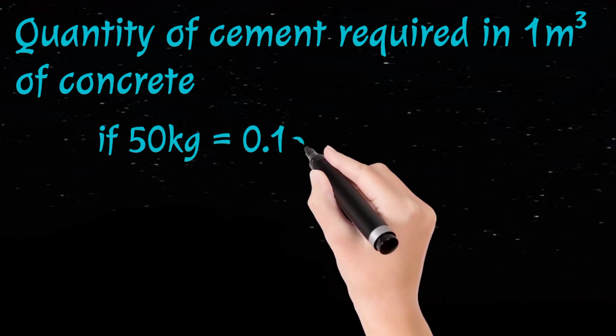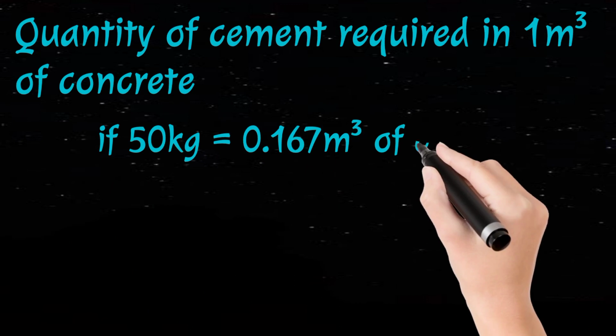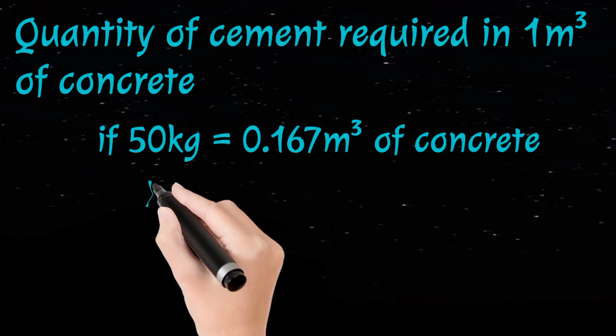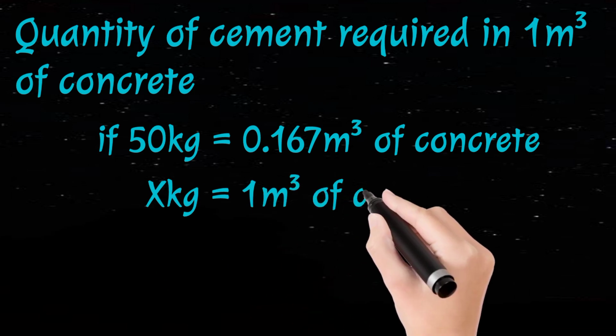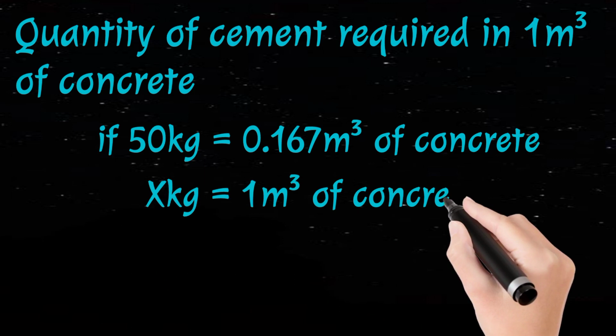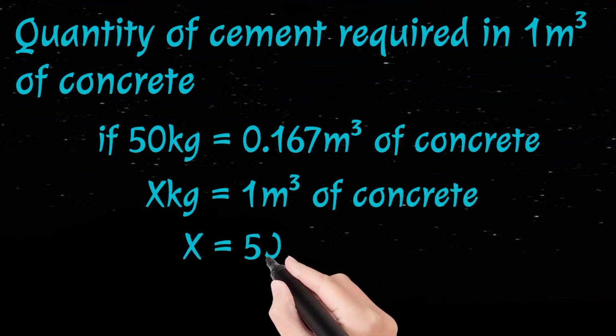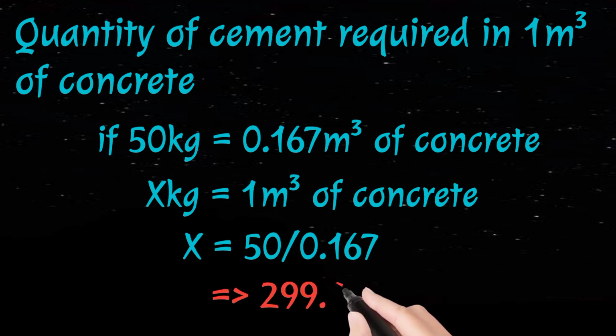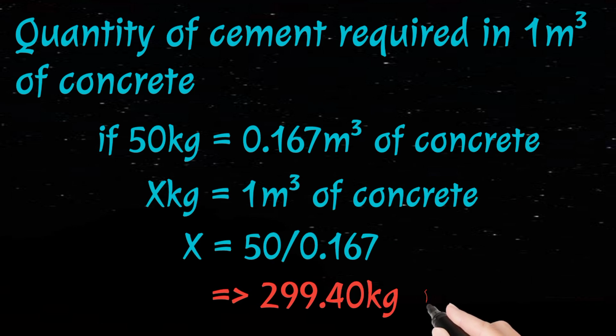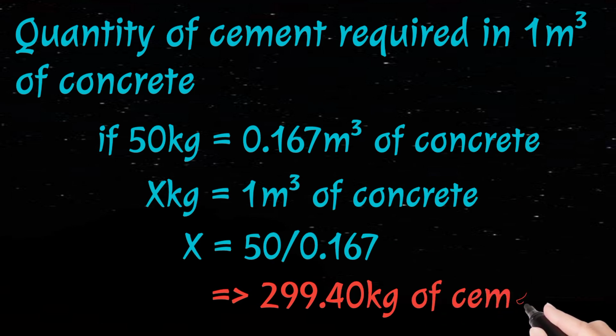You know, the last calculation was to find the volume of concrete that these quantities will give to us. But now we want to know what quantity of materials, whether for cement, for sand, for granite, or for water, will be present to give us 1 cubic meter of concrete. So we are starting with cement. The quantity of cement required in 1 cubic meter of concrete: if 50 kilogram of cement gives us 0.167, how many kilogram of cement will give us 1 cubic meter of concrete? If you cross multiply, you have it as 50 divided by 0.167. So you have it as 299.4 kilogram of cement.